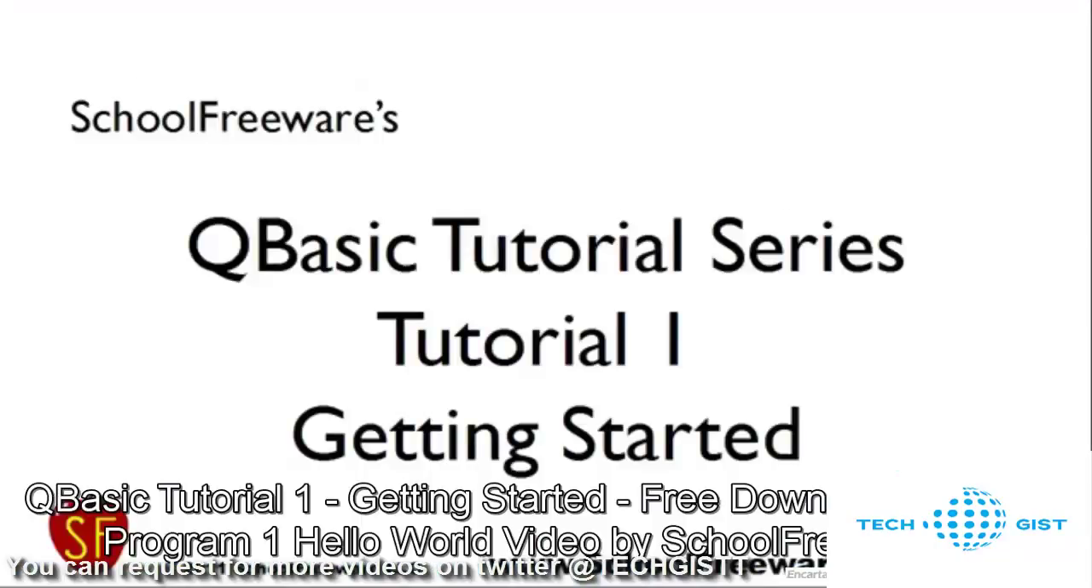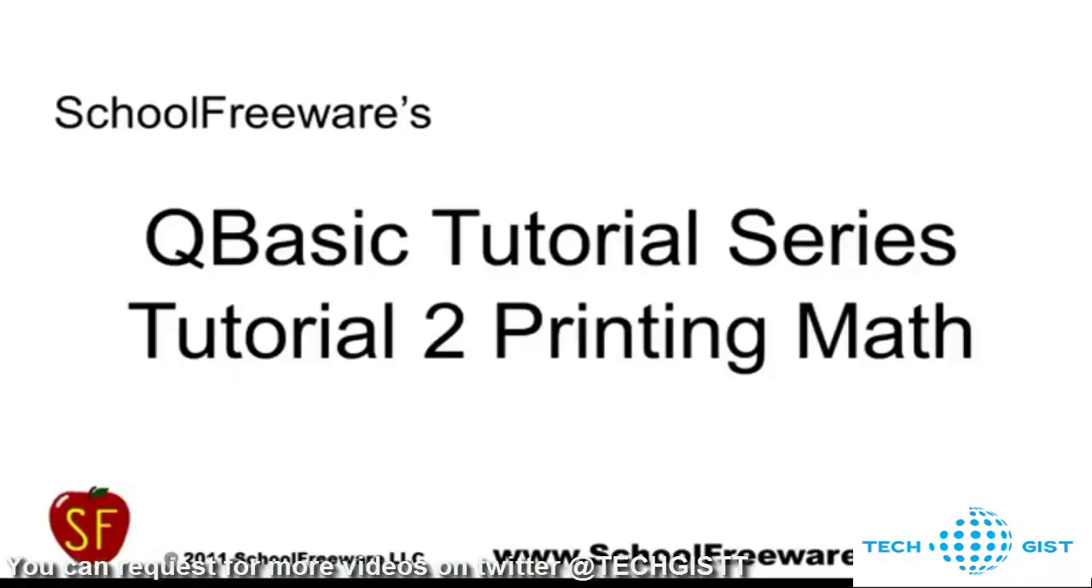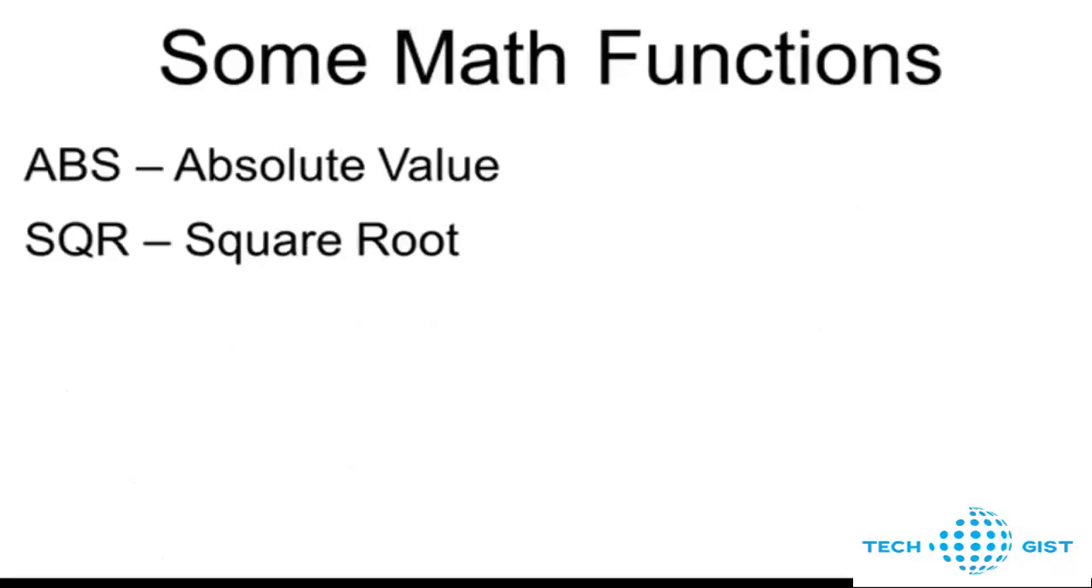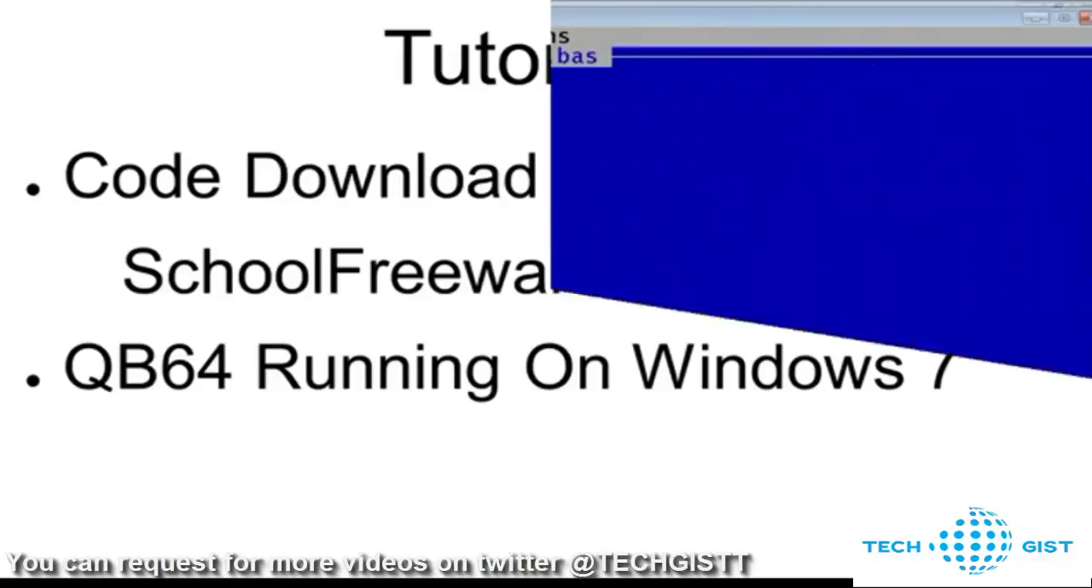School Freeware's QBasic tutorial series, Tutorial 1, Getting Started. This is a remake of the original QBasic tutorial series. School Freeware's QBasic tutorial series, Tutorial 2, Printing Math. These are the math operators used within QBasic. This tutorial will also use some math functions. The absolute value and the square root will be used. The code used within Tutorial 2 can be downloaded for free at schoolfreeware.com. This tutorial will use QB64 running on Windows 7.